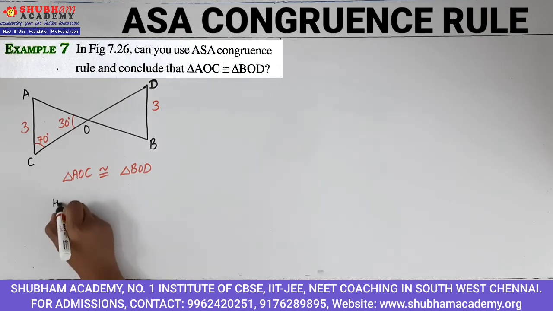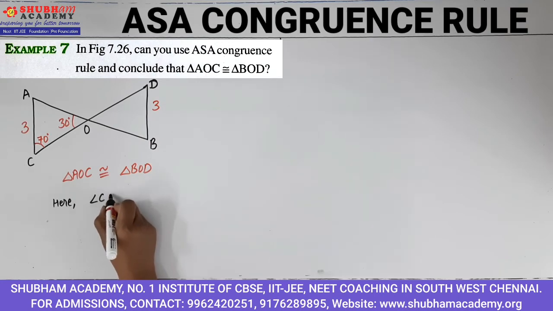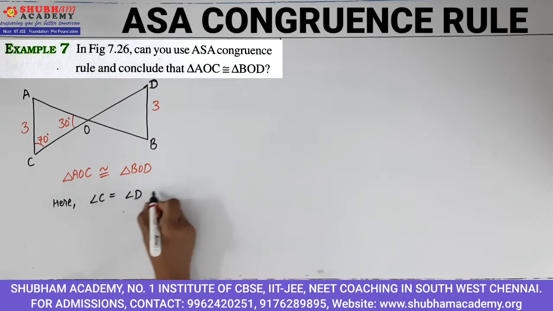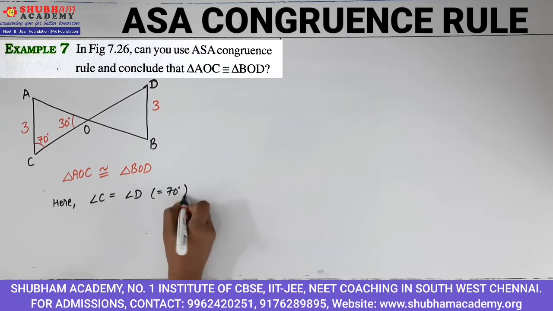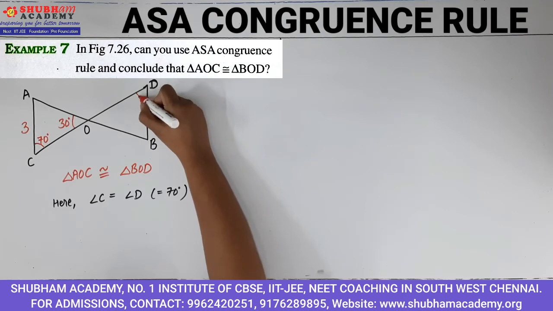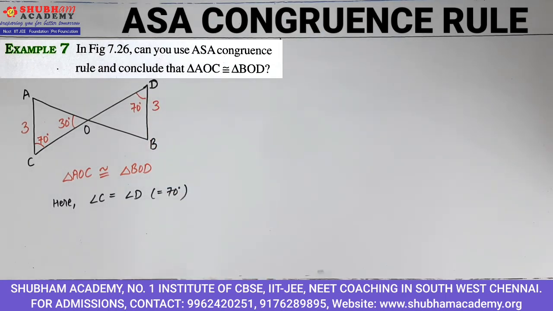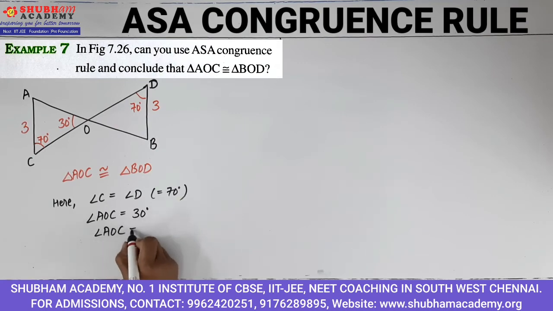So here we can see that angle C is equal to angle D, both are equal to 70 degrees. It is given in the question that angle C is equal to angle D, both are equal to 70 degrees. Also it is given that angle AOC is equal to 30 degrees. So what we can write, angle AOC is equal to angle BOD.